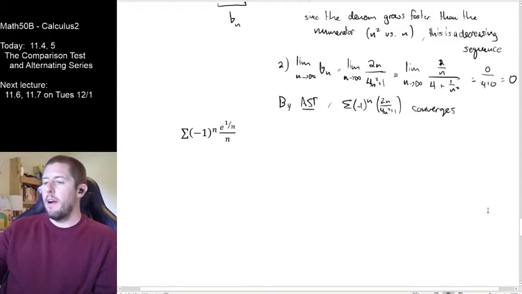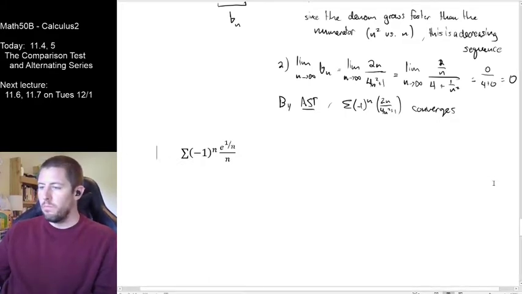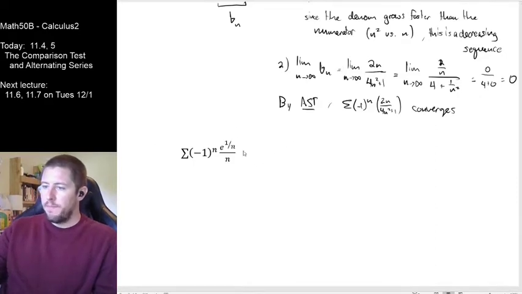So what do we got here? All right, so we're looking at our sum of -1 to the n of e to the 1 over n over n. So, all right, let's see here. So I'm kind of, I don't know about showing this thing's decreasing. That seems a little bit weirder. So maybe I'm going to do my step 2 here first, which I think is going to be a little bit nicer. And again, we've got b sub n right here.